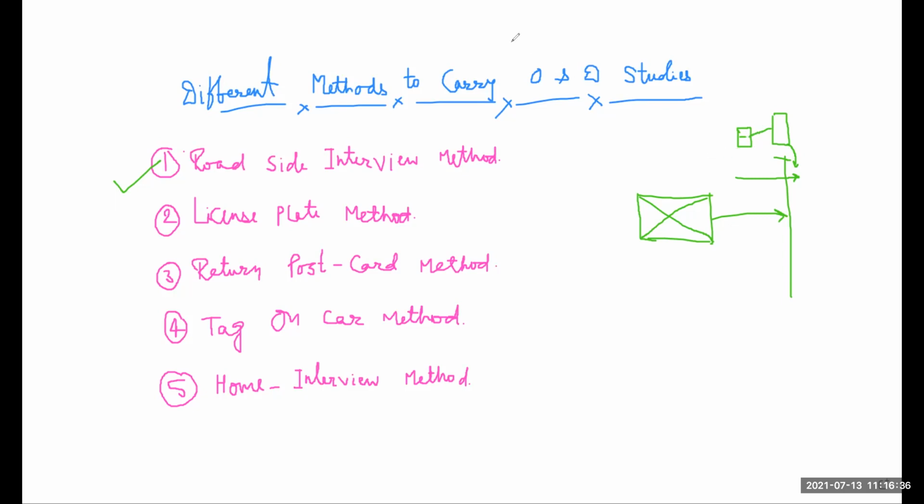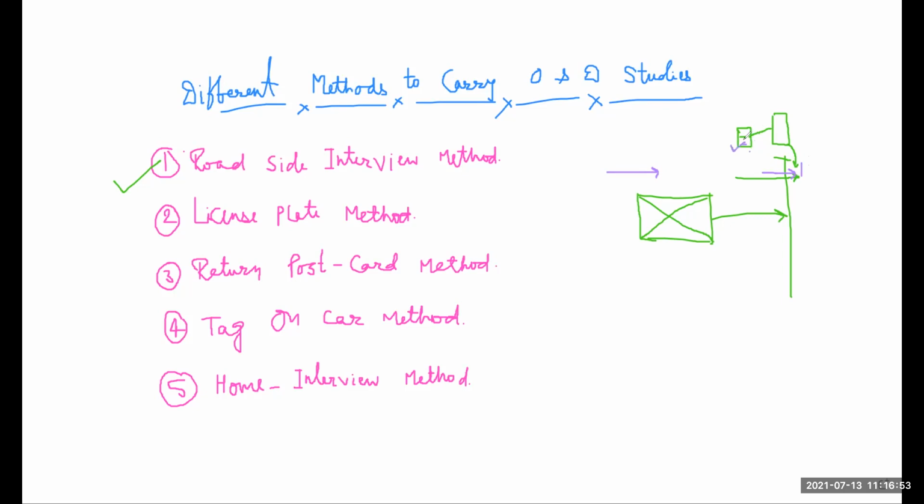Next, another vehicle is coming from this direction. When this vehicle travels through this section, the policeman also stops it and asks the driver where he is going and where he is coming from.